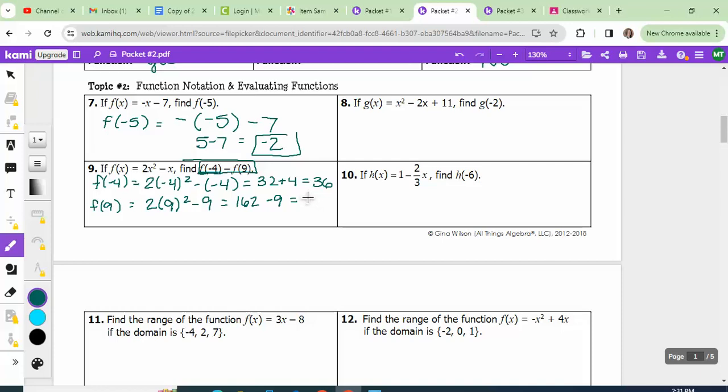162 minus 9? 150. So this one is just a 3-step problem. We had to find f of -4, we have to find f of 9, and now it says subtract them. 117.